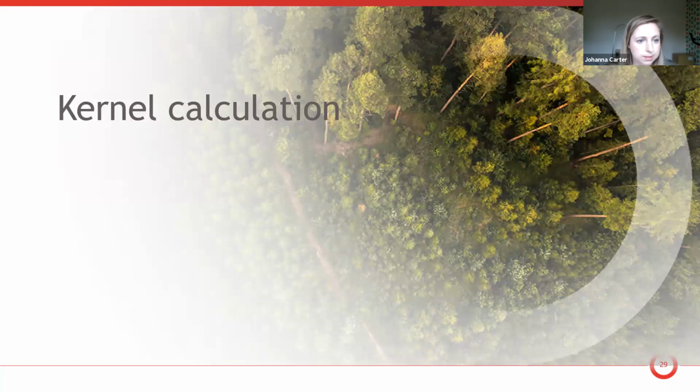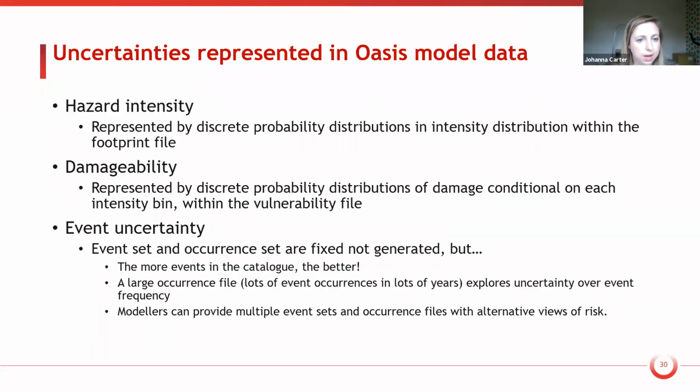So that's the end of that section. I've got just 3 slides on the kernel calculation, because that was mentioned in the session description. I first wanted to recap how uncertainties are represented in Oasis model data, because the Oasis calculation engine is simulating losses, taking account of all of the uncertainties in the model. If you don't have uncertainty, there's really nothing to do. It's just a deterministic model where you could just look it up from a table. So using Oasis is really about exploring the uncertainty in the model.